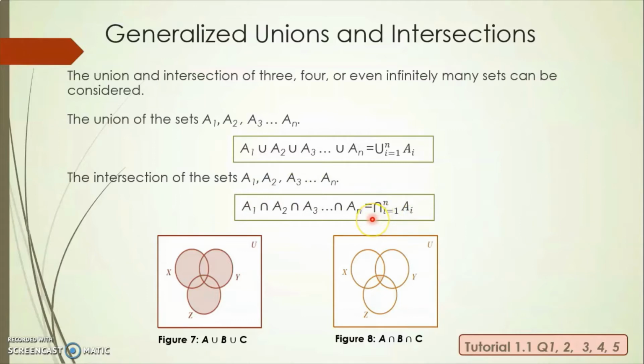If you limit it to three sets, you can refer to this figure. This is the figure for set A union set B union set C. Just ignore the X, Y, Z. Basically, this figure shows the union of three sets, and this is for the intersection of the three sets. So we just shaded the area in the middle.